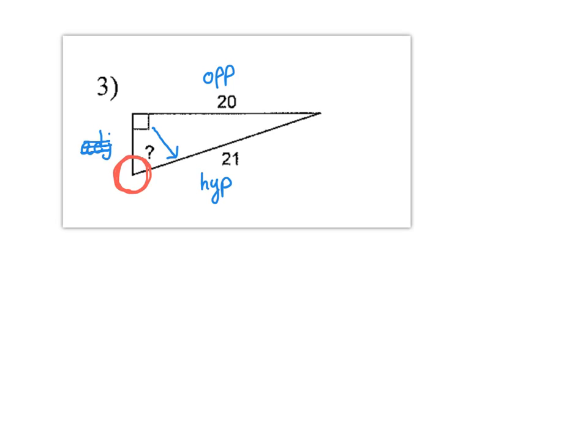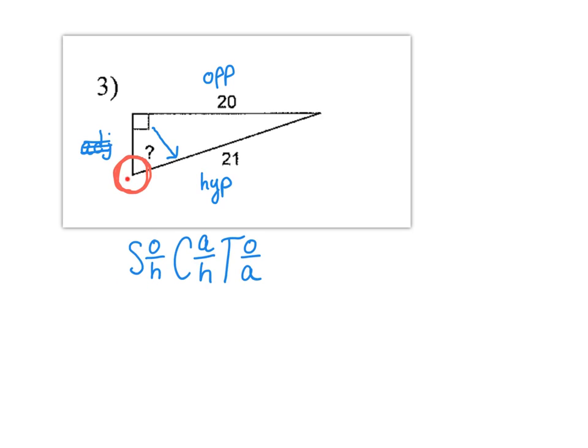The acronym we use for trig and inverse trig functions is SOHCAHTOA. The sine function is opposite over hypotenuse. The cosine function is adjacent over hypotenuse. And the tangent function is opposite over adjacent. So which of these three functions, sine, cosine, or tangent, uses opposite and hypotenuse? And the answer to that question is the sine function.